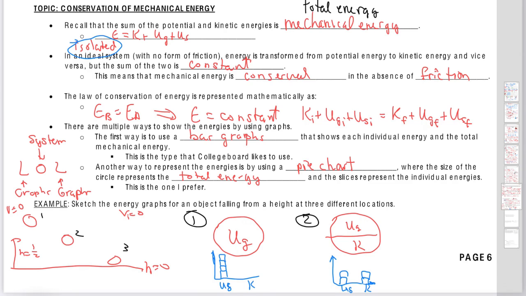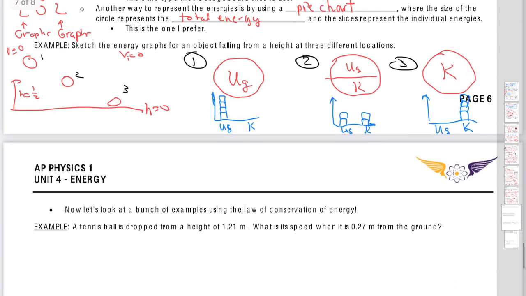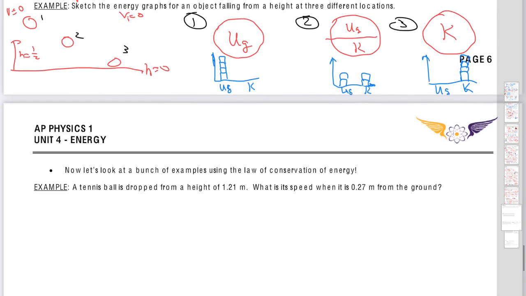Then finally, position 3, now we're all the way down at the ground, which means for my pie chart, it's now all converted to kinetic energy. And then from our bar graph, UG and K, now all 4 of my units would go to the kinetic energy side. Again, the bar graphs are what AP likes. I personally like the pie charts just because of that visual of the total. Now let's just look at a bunch of examples.